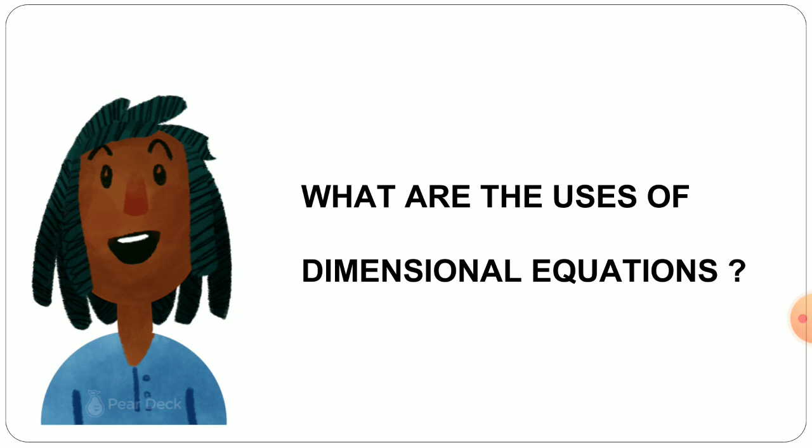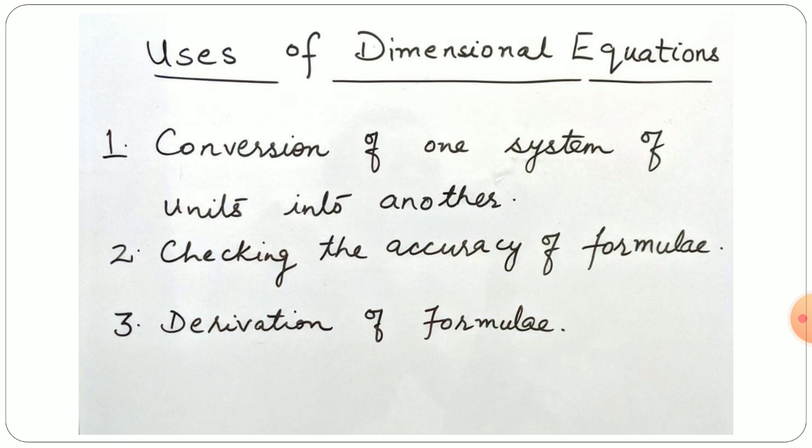What are the uses of dimensional equations? We have discussed the dimensional formula and we know how to write dimensional equations. But what are the uses of these dimensional equations? Let us discuss. There are three uses of dimensional equations. First, conversion of one system of units into another; second, checking the accuracy of the formula; and third, derivation of formula. These three are the uses of dimensional equations. Let us discuss these three in detail.